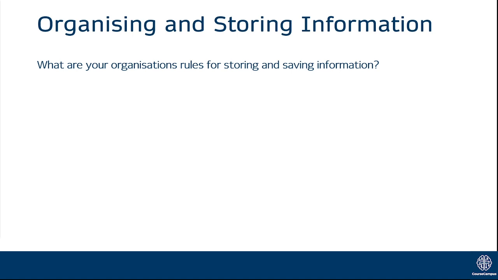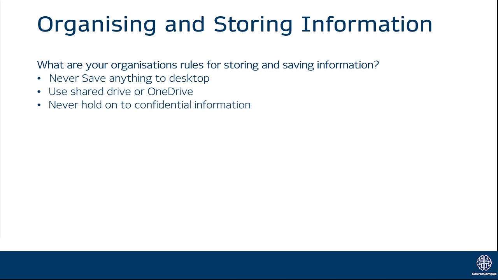Organising and storing information. So what are your organisational rules for storing and saving information? Never save anything to your desktop. If you save stuff to your desktop, it's only stored on your computer, your machine. You want to, where possible, save your information on a place that's backed up. So on a OneDrive, onto SharePoint, onto a shared drive, somewhere that's not just on your computer. If your computer's stolen or it breaks, that information is gone.